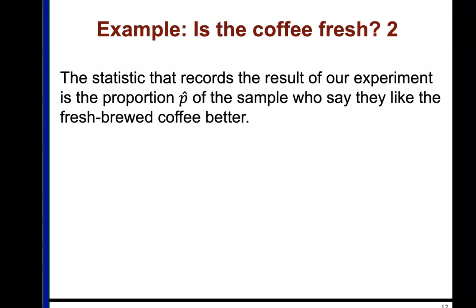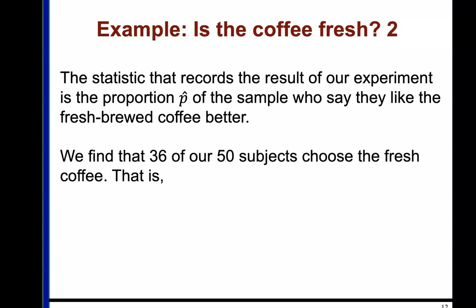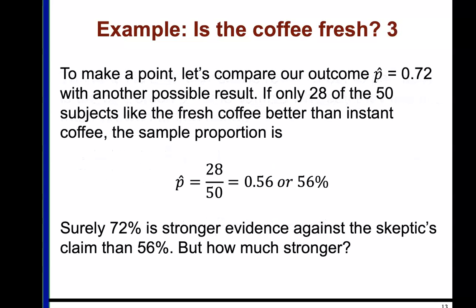So what we're interested in here is the proportion of the sample who say that they like fresh brewed coffee better. And based on that sample, we're going to be able to determine if that's evidence for or against the claim that people can't really tell a difference between the different types of coffee. So in this hypothetical experiment, 36 out of the 50 subjects chose the fresh coffee. So that's 72%. So it seems like 72% is quite a bit higher than 50%, but we want to have a numerical number that shows us how likely or unlikely that sample statistic would be.